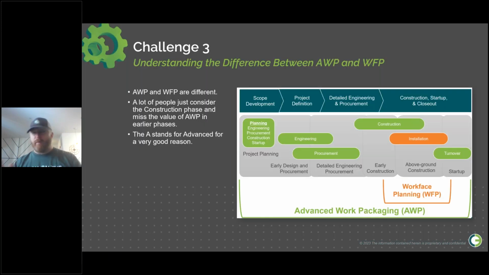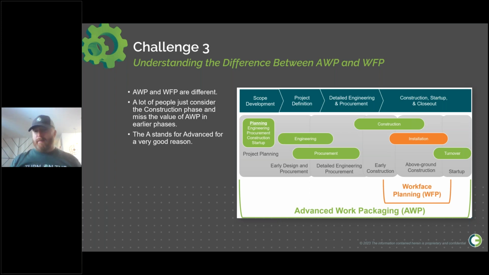Okay, challenge number 3, and this is a very, very common one. I've had a lot of people say to me over the years, we're starting our job in, we're mobilizing to the construction site next week and we're going to do AWP. Well, no, you're not. You're doing what's referred to as workplace planning. So there is a difference between AWP and workplace planning.